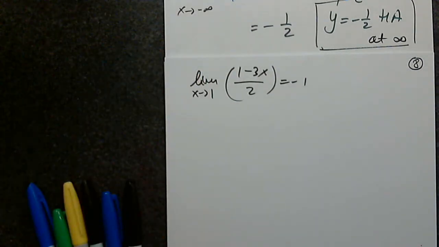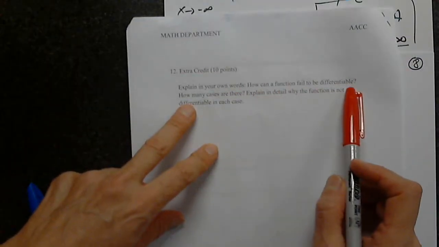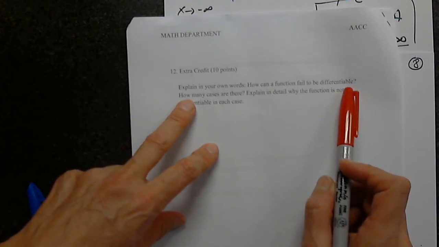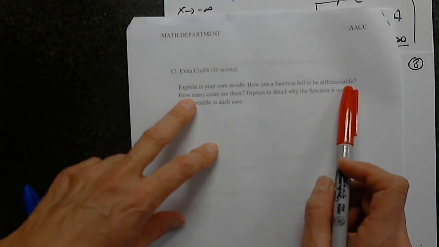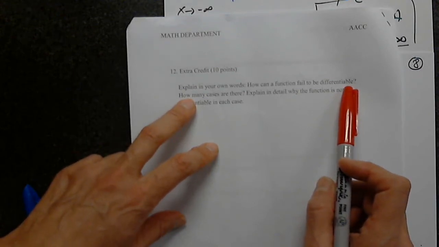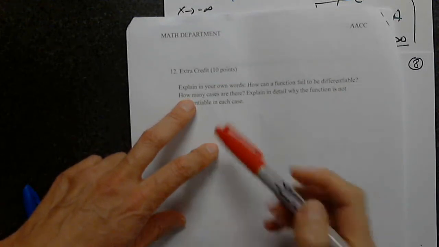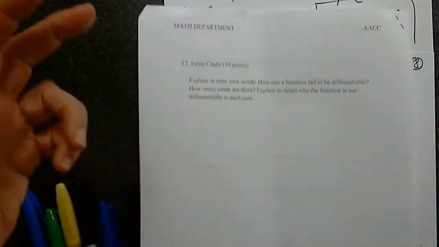And the last problem, which is the extra credit, I think you'll have no difficulties. Explain in your own words, how can a function fail to be differentiable? What will you say? Yes, if it's not continuous, or if it's continuous, but it has a cusp, corner, or jump, or a vertical tangent. How many cases are there? Explain in detail why the function is not differentiable in each case.